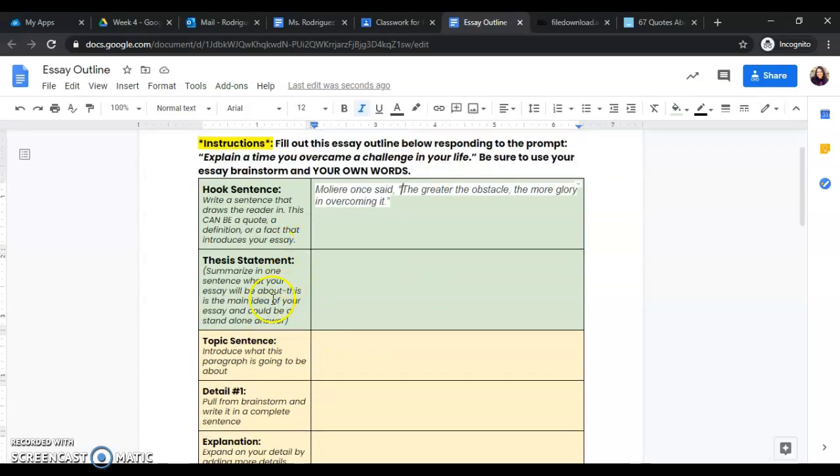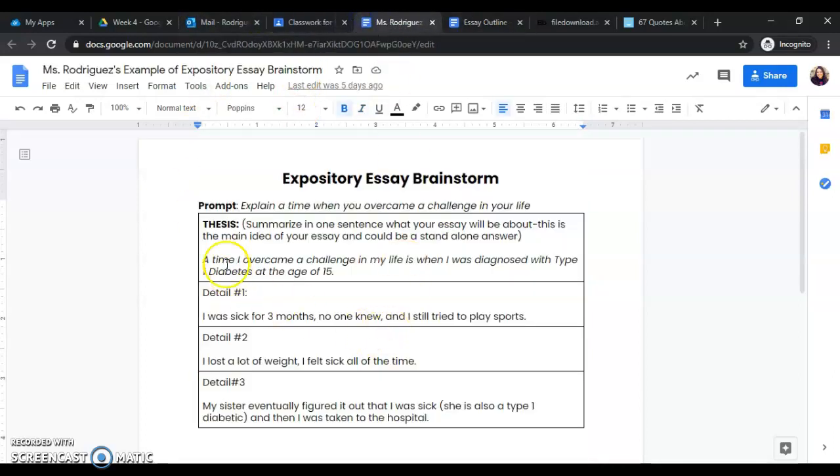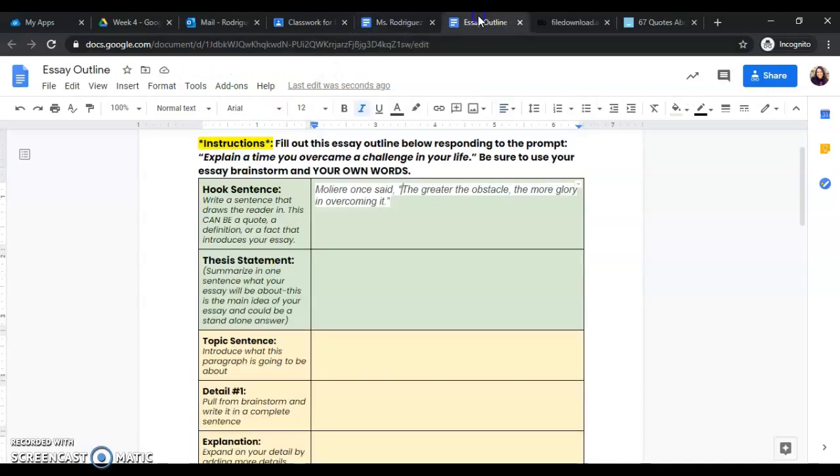Okay, and then you plug in your thesis statement, which you should have already completed. It should be in your brainstorm. So I go to my brainstorm and I'm just gonna copy and paste this. So copy, paste, bada boom. I already have my intro done.